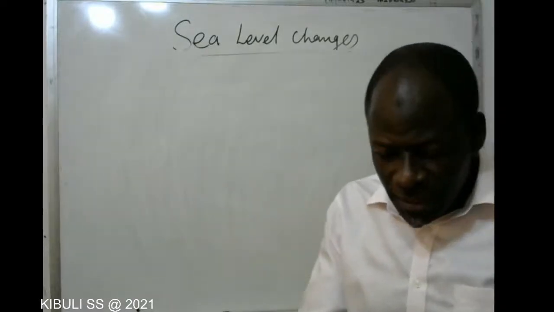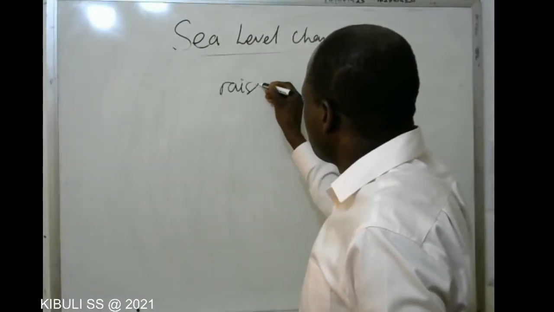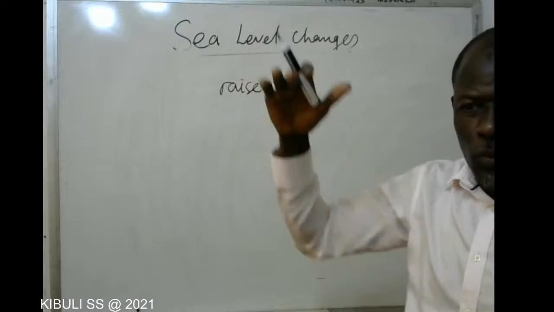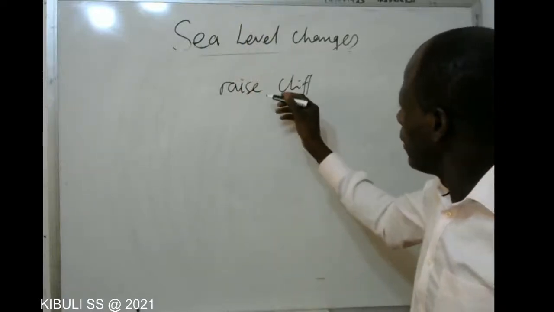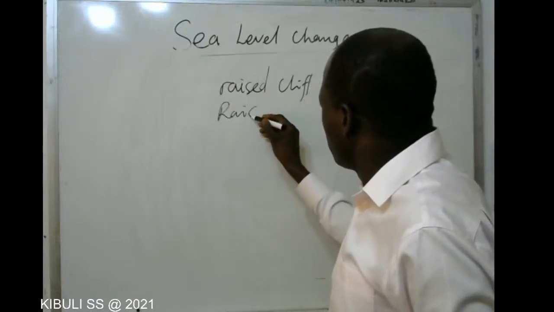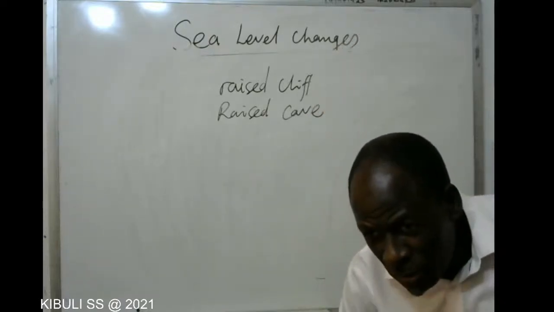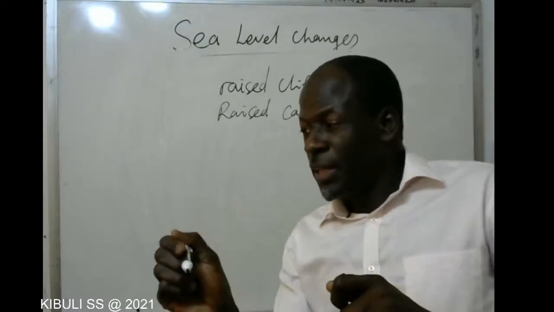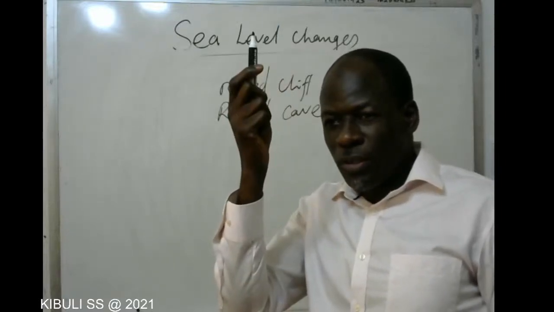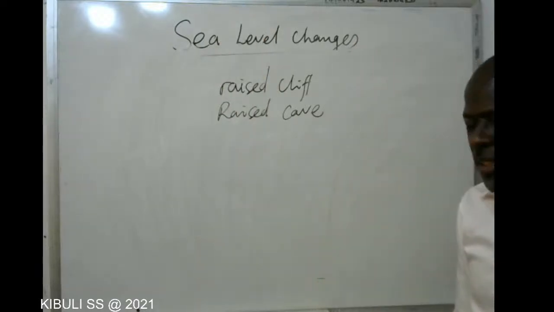So we call them raised coastal features. You'll be talking about a raised cliff, meaning that the cliff has been left above the water, so it becomes a raised cliff. We talk of a raised cave, meaning the cave that was formerly in contact with water, because we said even within the cave the waves will come and enter there, drill a hole through its roof to form a blowhole. And when the roof collapses, eventually we have an inlet called a geo.